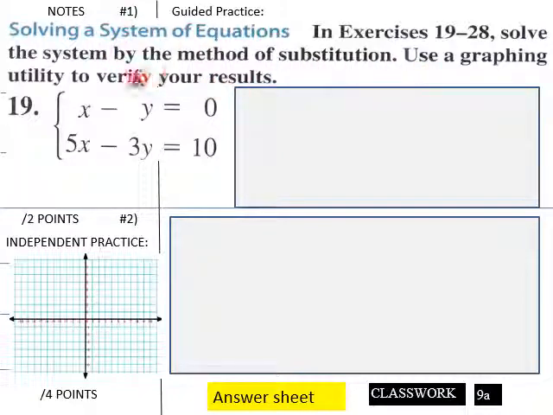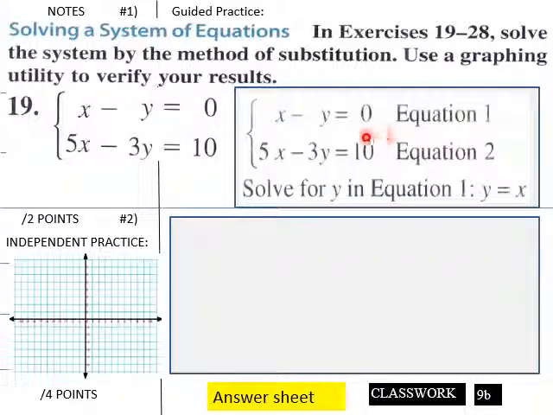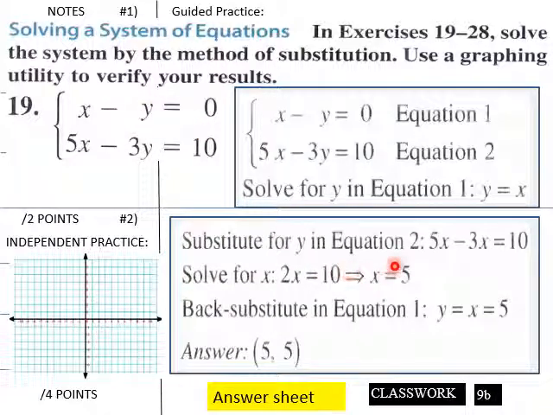Let's try one. Solve the system by the method of substitution. Use a graphing calculator to verify your results. So here is our system here, equation 1, equation 2. Solve for y in equation 1. So we're going to solve for y in equation 1. So then in that situation here, y equals x. So y equals x. So substitute for y in equation 2.